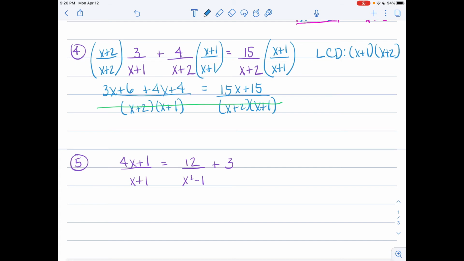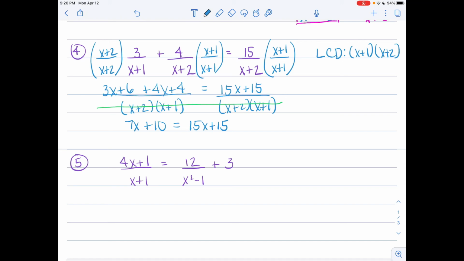All right, so now let's go ahead and start cleaning up these numerators. I want to combine like terms. I see 3x and a 4x will give me 7x. 6 plus 4 is 10. 15x plus 15. I want to move things around now. X's to one side, constants to the other. And since my bigger x value is over here with the 15, I'm going to move x's to the right and constants to the left.